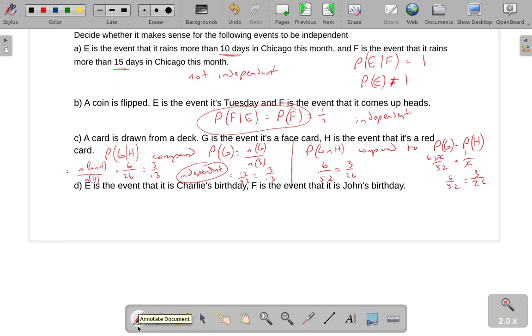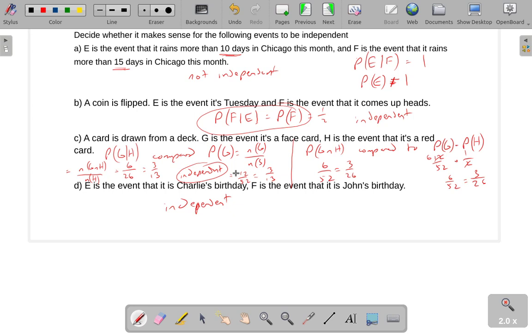E is the event that it's Charlie's birthday. F is the event that it's John's birthday. If you know that it's Charlie's birthday, what's the probability it's John's birthday? Without knowing anything else, without knowing if they have the same birthday or different birthdays or anything like that, I would say it's perfectly logical to say that these are independent. With one additional caveat there.